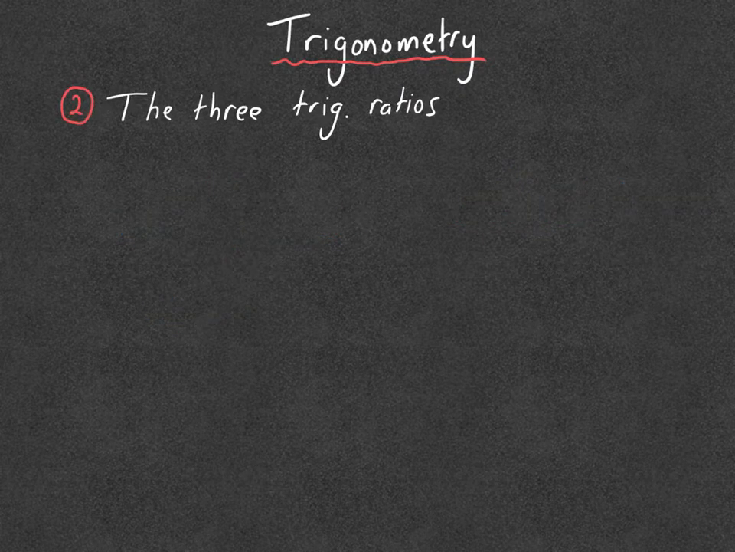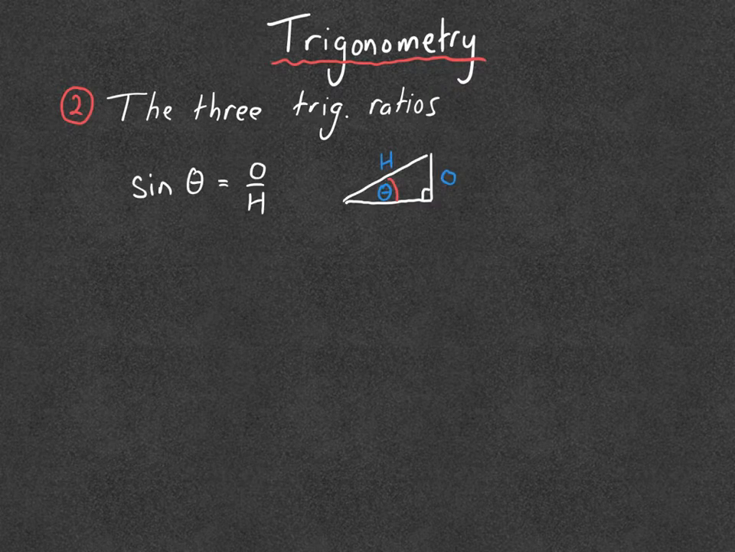There are three trig ratios that apply for right-angled triangles. First, we have sine theta, which equals the ratio of the opposite side on the hypotenuse. So what this equation is saying is that if we know the angle theta, then for that right-angled triangle, the ratio of the opposite side to the hypotenuse is always the same value.